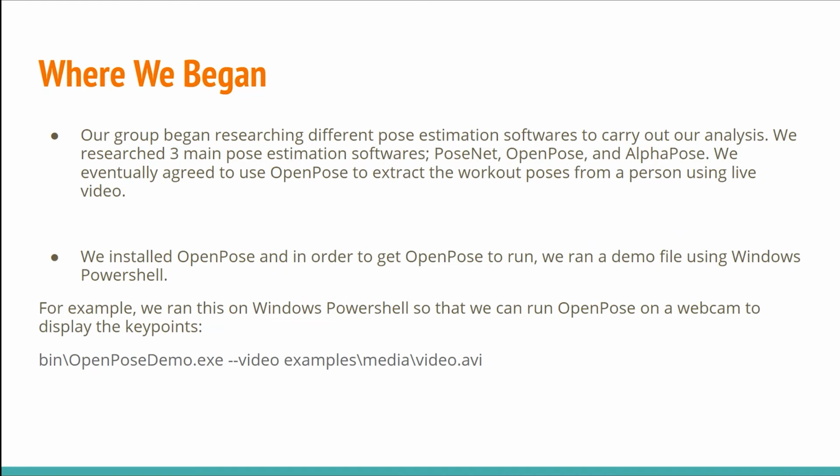Where we began: our group began researching different pose estimation software to carry out our analysis. We researched three main pose estimation software: PoseNet, OpenPose, and AlphaPose. We eventually agreed to use OpenPose to extract the workout poses from a person using live video.